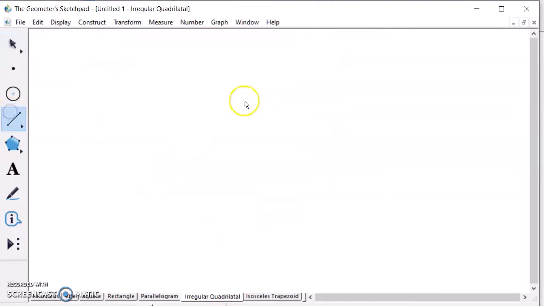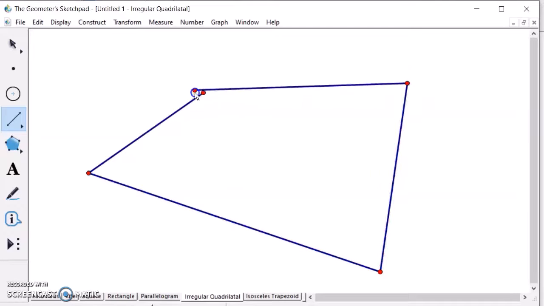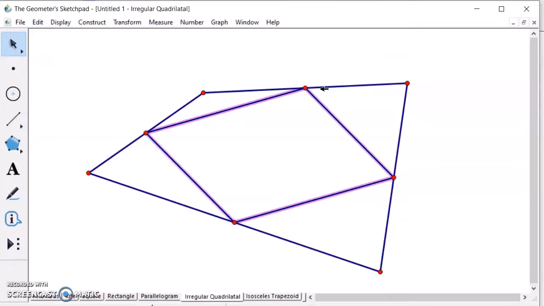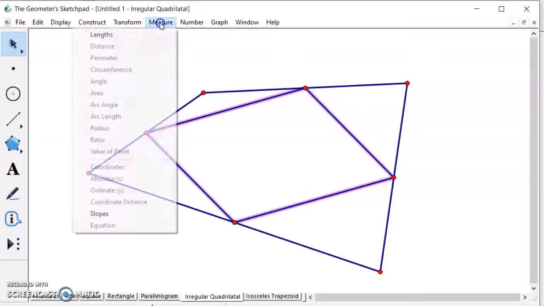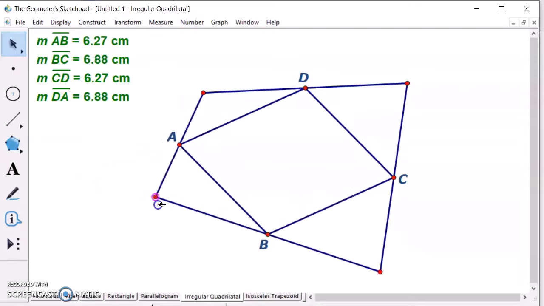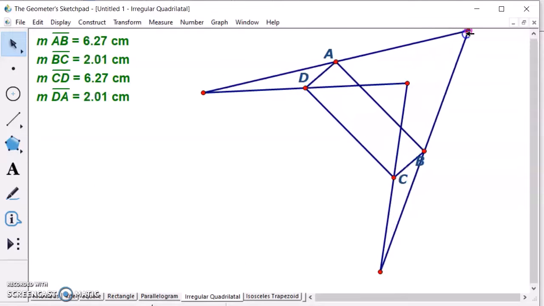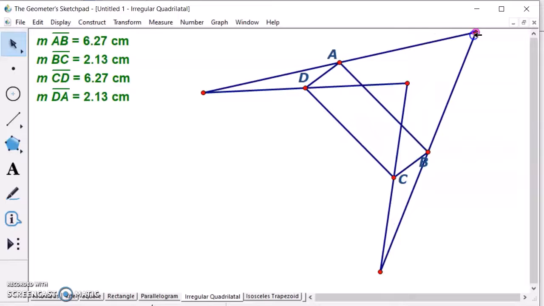For an irregular quad, there is no construction involved. Just have to make sure I make a four-sided figure. Then the midpoints, join them, measure the lengths, and what shape is formed. Even if it's concave.